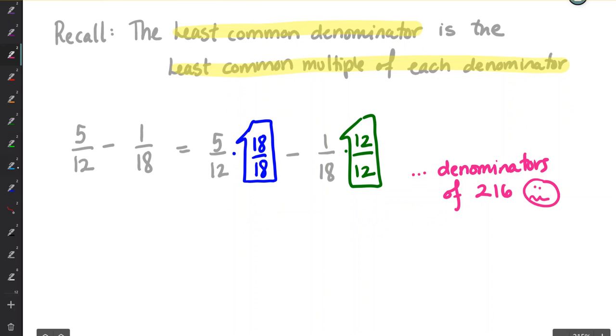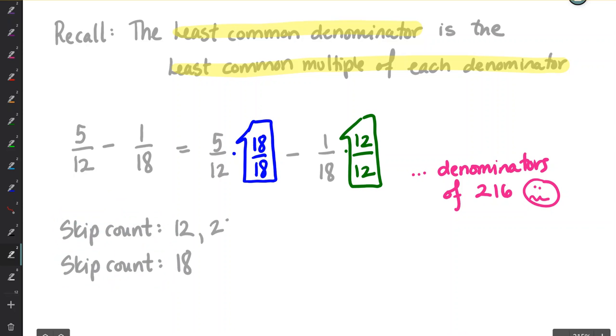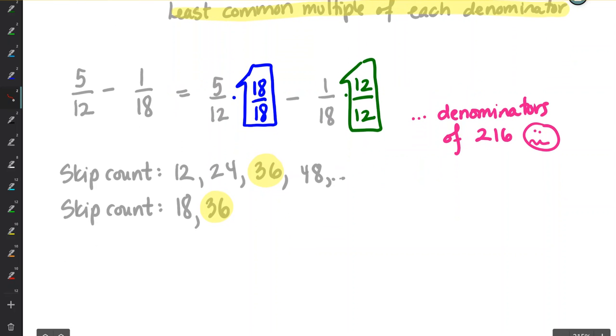Instead, if we went ahead and skip counted by each denominator, I'm going to skip count by 12s. And I'm going to skip count by 18. Twelve times 2 is 24, times 3 is 36. How about one more 12? 48. And if I skip count by 18s, 18 times 2 is 36. Oops, 36. That number is the smallest multiple that both 12 and 18 share. It's that least common multiple of each denominator. So it would be better to go ahead and have a denominator of 36.